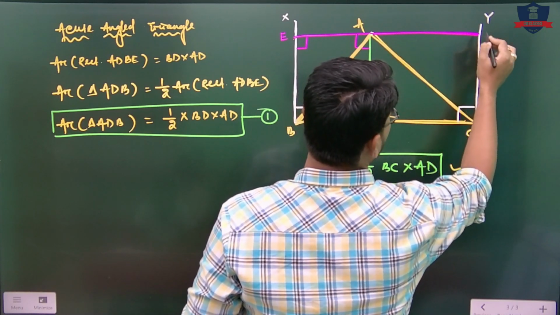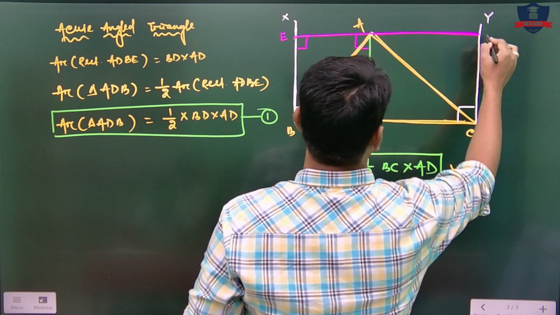Let us see, AF. AF is perpendicular to which one? CY. Clear? So therefore, another rectangle has been formed, because this is a right angle. So therefore, children, ADCF is a rectangle. Yes or no? We can write now, children.